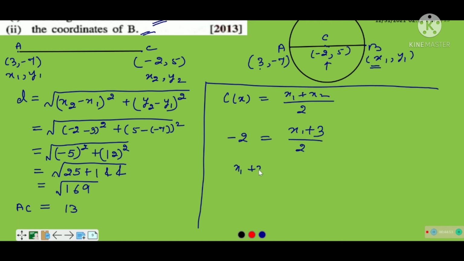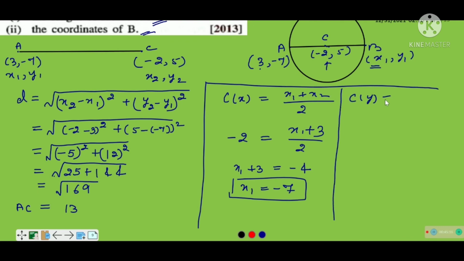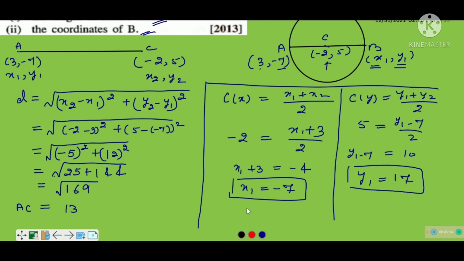Cross multiply, x1 plus 3 is equal to minus 4. The value of x1 is minus 7, which means the x coordinate of B is minus 7. The y coordinate of C will be (y1 plus y2) upon 2, and the y coordinate of C is 5. y1 we have to find and y2 is minus 7. y1 is 17, which means the coordinates of B are (x1, y1), that is (-7, 17).